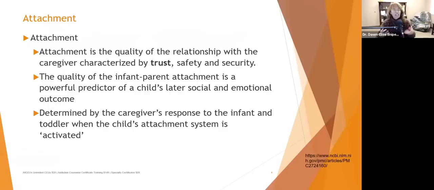They learn to trust that others will be there when they need them. Because at this stage, when they're first born, they can't even really control their arms and legs, let alone make their own meals. So they are entirely dependent on the adult to be there and meet their basic needs.